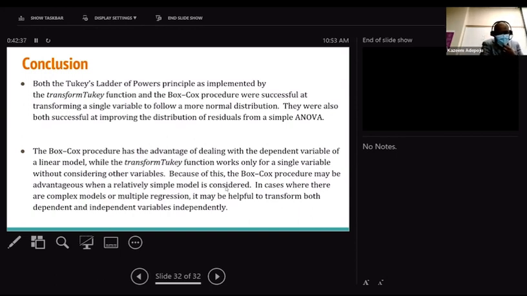So now I said in cases where there are more complex models or multiple regression, it may be helpful to transform both dependent and independent variables independently, but using the Box-Cox, that would be more kind of tedious. Okay. And let me tell you, you may not necessarily need to transform the predictor variable to achieve normality. The moment you transform the response, you could be good, but you have a way to check for normality. Okay, that's going to be the end of my lecture today.